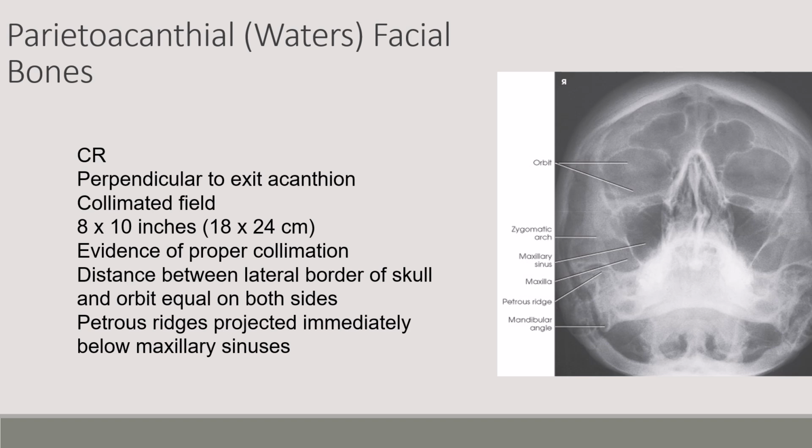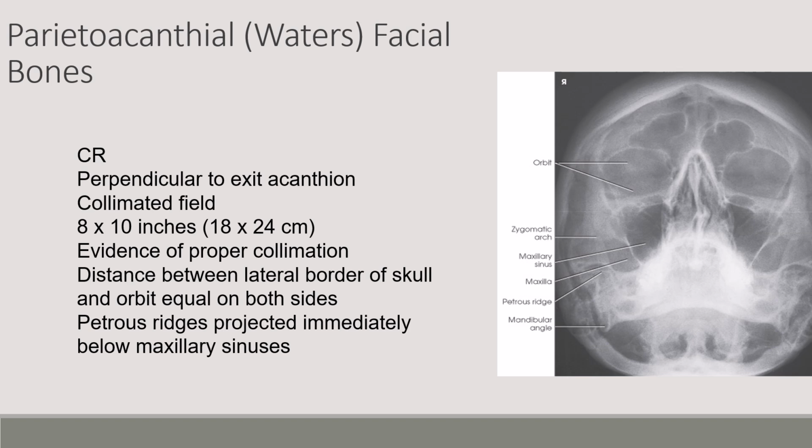Okay, and this is what our Waters projection will look like. The frontal sinuses and ethmoid sinuses are foreshortened because we're tipping the head so far back. So there is some distortion. The maxillary sinuses present the best. And you can tell you've positioned correctly.